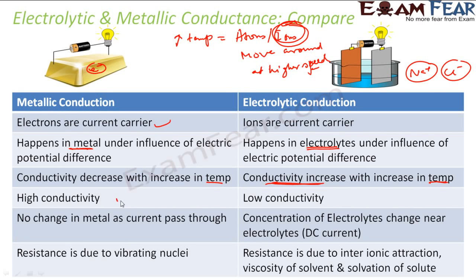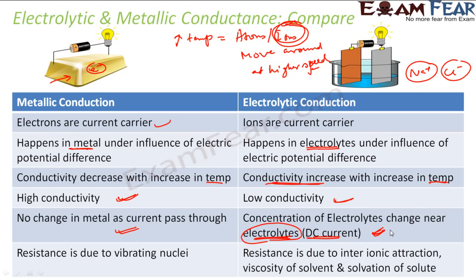Okay. Metals generally have very, very high conductivity. Electrolytes generally have very low conductivity. If you use a metal for passing electricity for a long time, you won't see any difference in the metal. The metal will be the same. But if you use electrolytes for passing electricity for a long time, you'll see there is a change in the electrolyte concentration, especially if you use DC current. Right? The electrolyte concentration may change. This is something we'll see in the next few slides.